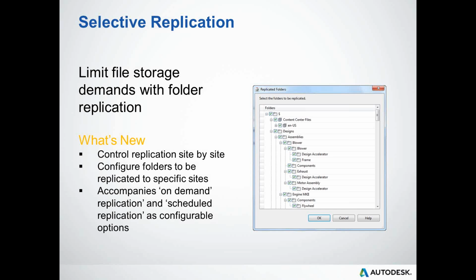So for instance, the main office is in Chicago, and then maybe St. Louis and Indianapolis were collaborating on a project. They would both have replicas of that file structure, but they wouldn't have replicas of projects that Chicago and Cincinnati were working on.